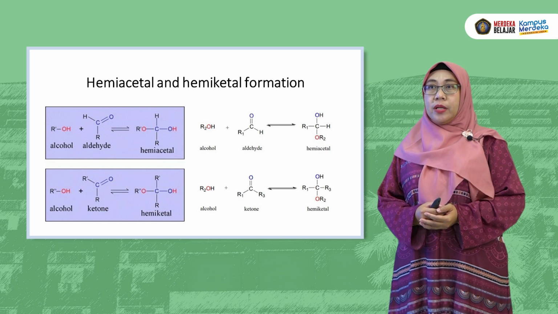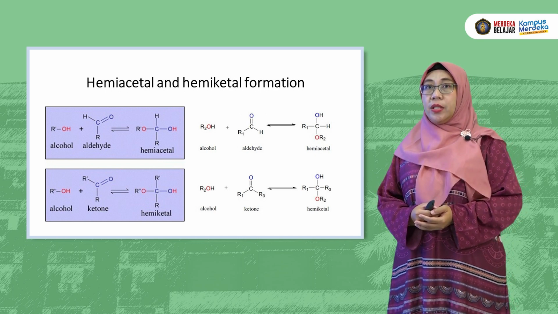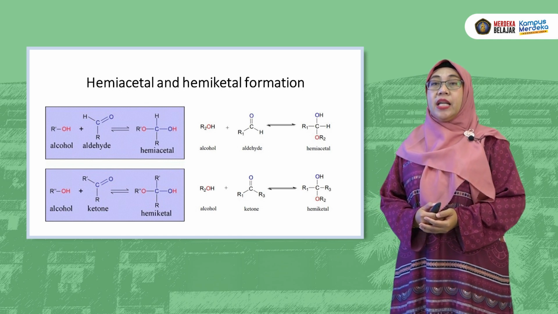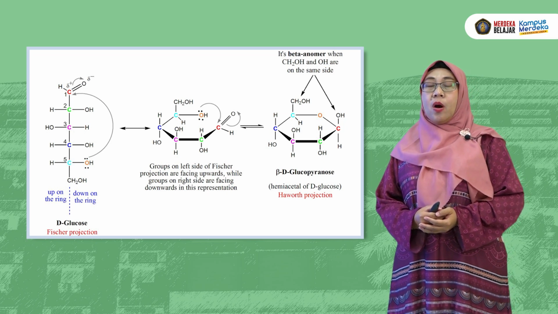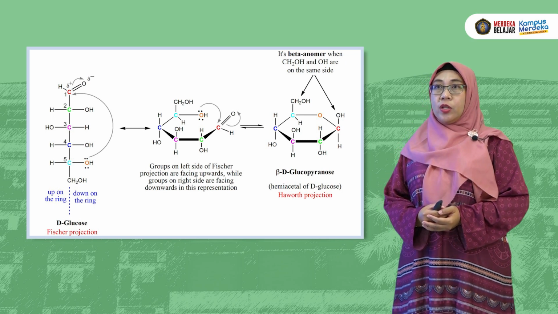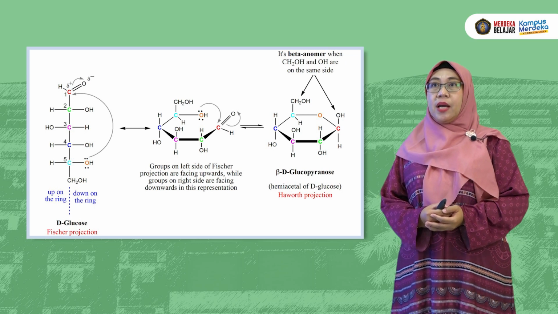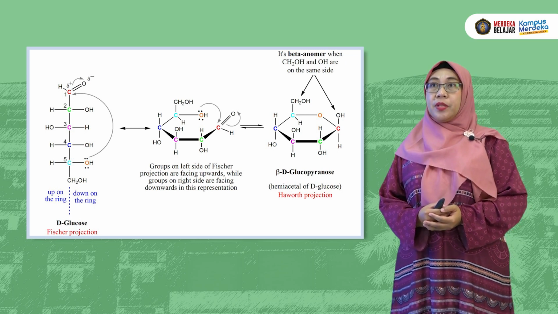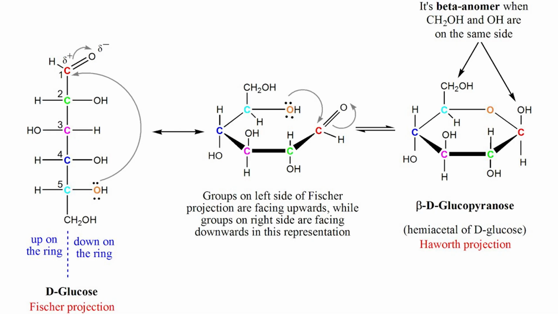In the case of sugars, the hemiacetal and hemiketal formation are intramolecular because the hydroxyl group and the carbonyl are in the same compound. This is the hemiacetal formation or cyclization in D-glucose as an example. Electrons from the hydroxyl group in C number 5 attack the carbonyl group in C number 1, causing the linear form to become cyclic. This can be done from either side. Therefore, it generates 2 different stereoisomers, or we call them anomers, alpha and beta.